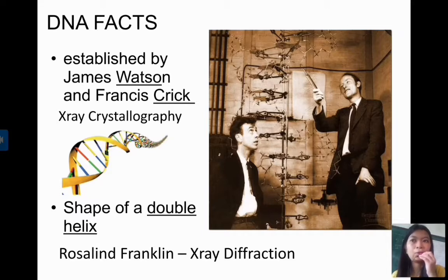And then, through X-ray crystallography, doon naman nakita ni James Watson and Francis Crick yung nasa chromosomes. Remember that chromosomes are coils of DNA. So, doon na nila nakita yung double helix structure of the DNA.